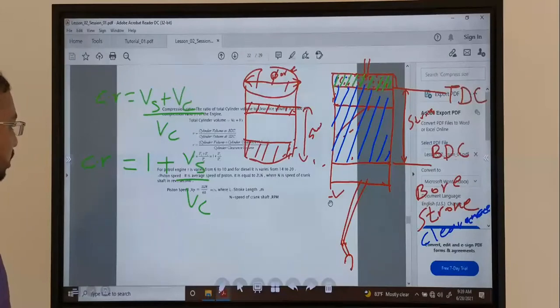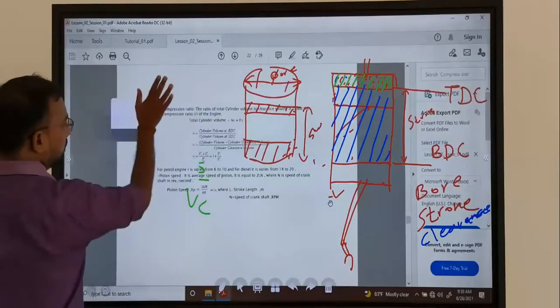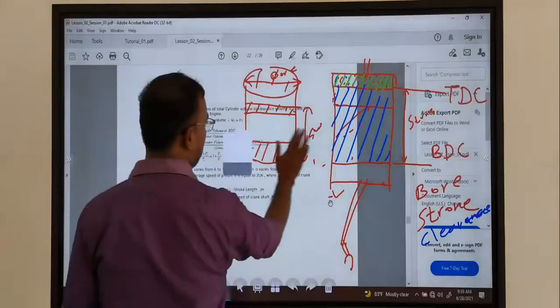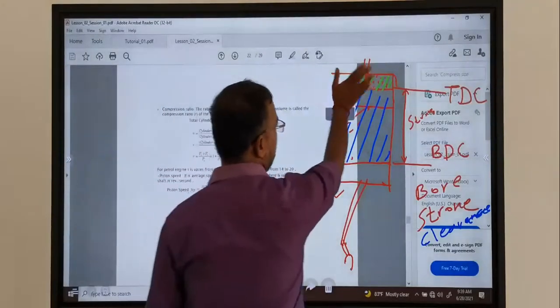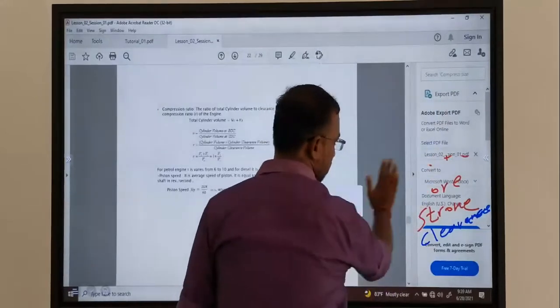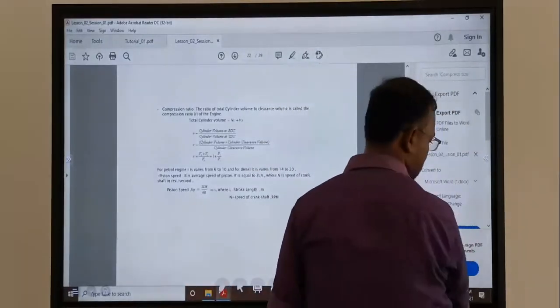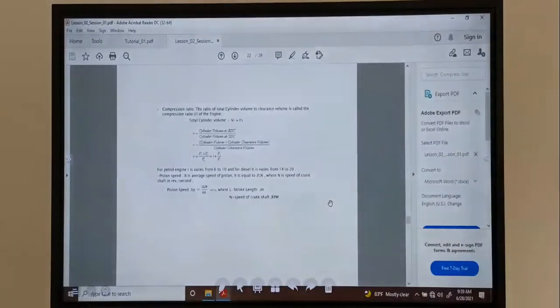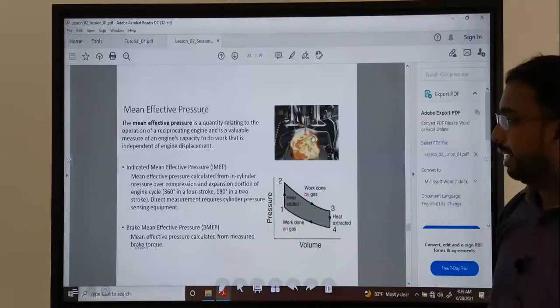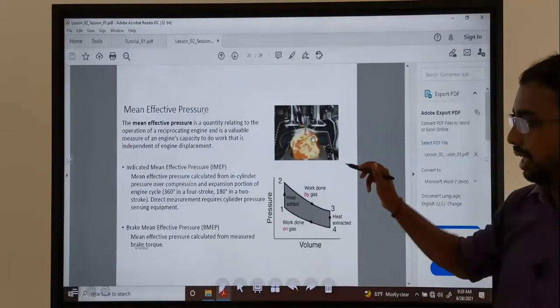Okay. So now you know what is compression ratio. So stroke, bore and compression ratio. Next thing we have to study about the two pressures: indicated mean effective pressure and brake mean effective pressure.